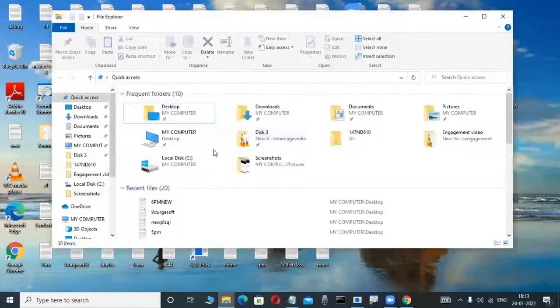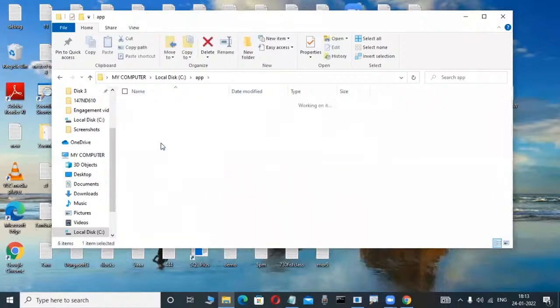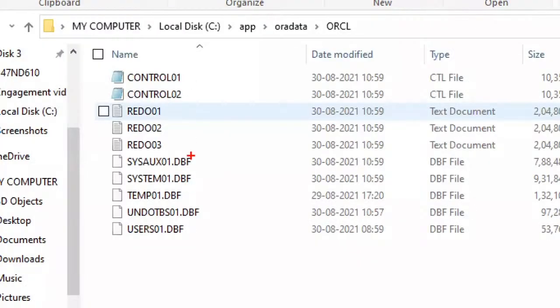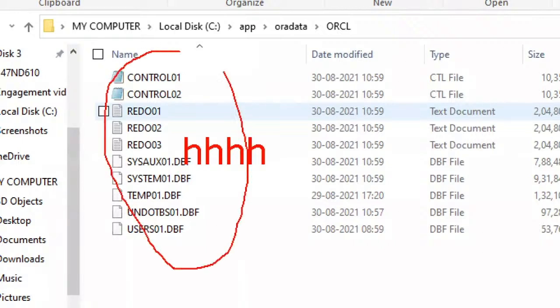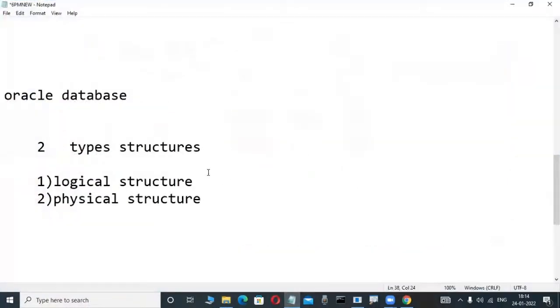I am installing Oracle, and how to install Oracle we will learn in the next classes. Don't worry. Suppose I install Oracle in the C drive. Whatever table I create is not visible in the C drive or D drive. That's why a logical structure means a structure which is not visible in the operating system.